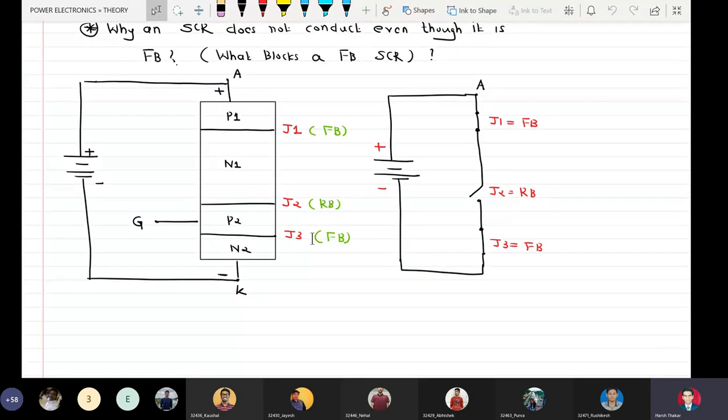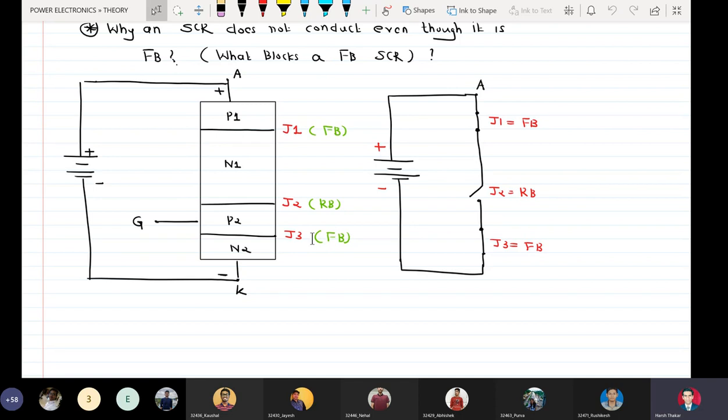Now, if I still want to make the SCR conduct, then I have to apply a potential between the anode and cathode terminals having a value greater than the datasheet value of the SCR, that is, the breakover voltage VBO. So if we consider the SCR TYM612, which has a datasheet breakover voltage of 600 volts, that is VBO equal to 600 volts, till I increase the applied battery potential to 600 volts, the junction J2 will not break down.